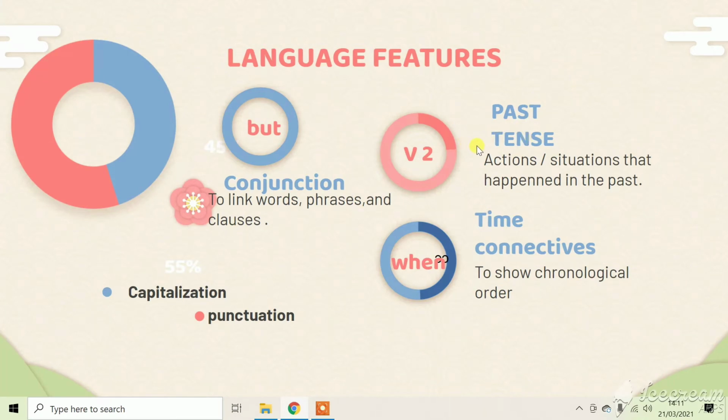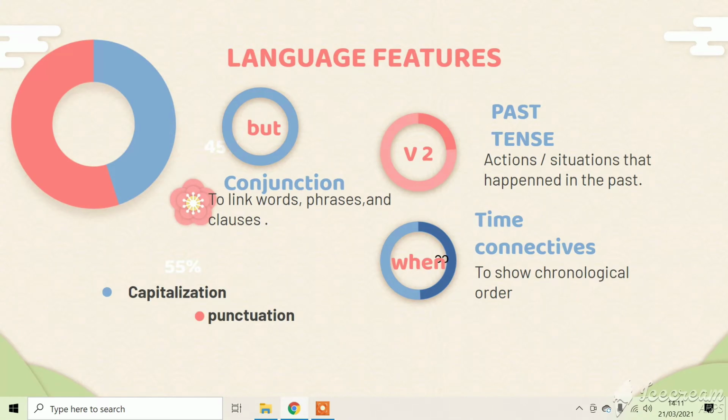Remember, in past tense we have to use verb two, for an action or situation that happened in the past. And then not only past tense, but also, as a language feature of historical recount text, we use time connectives. Time connectives here show chronological order, when something happened.